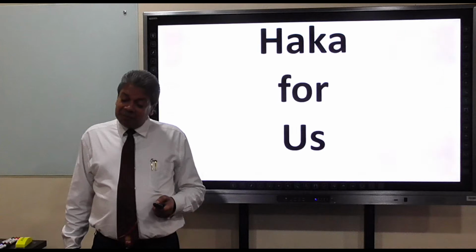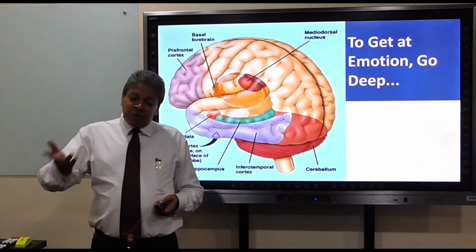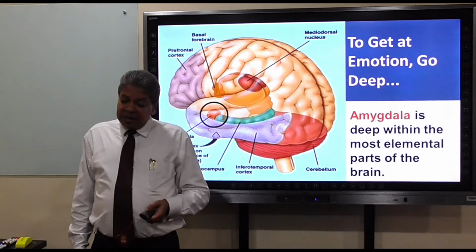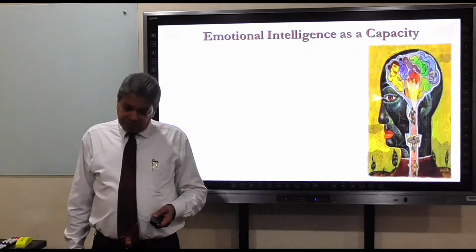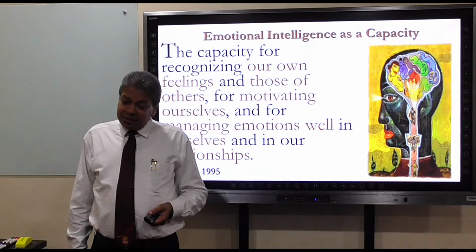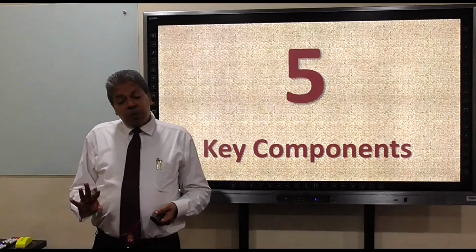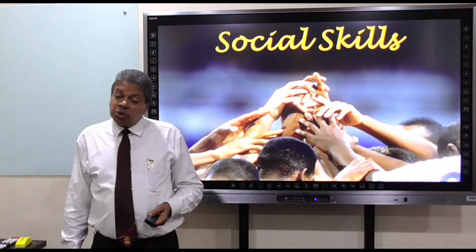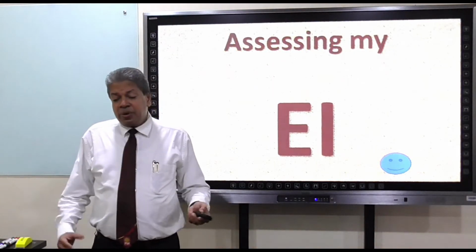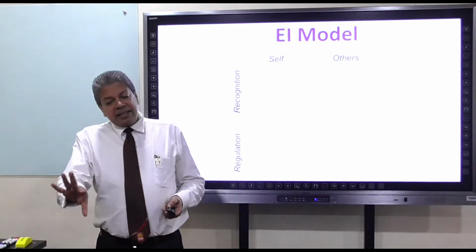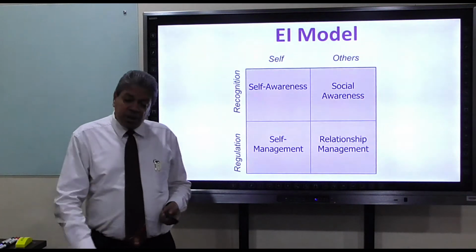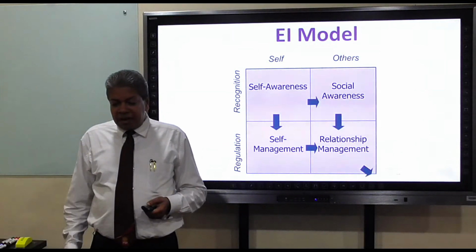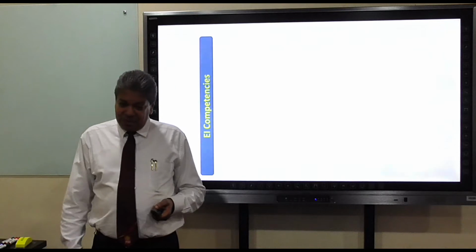We had a wonderful Haka, and the medical explanation about the amygdala, the role of the amygdala, where the deep emotions are stored. We look at it as a capacity, and we identified five key components: self-awareness, self-regulation, self-motivation, empathy, and social skills. We looked at the way to assess your EI and the EI model, self and others on one side, regulation and recognition on the other side. So you get self-awareness, social awareness, self-management, relationship management, and positive impact on others.